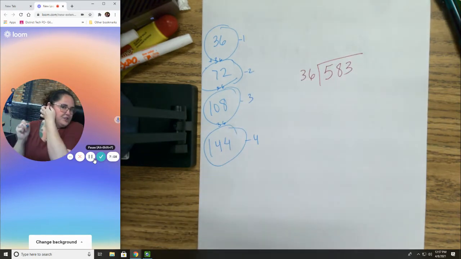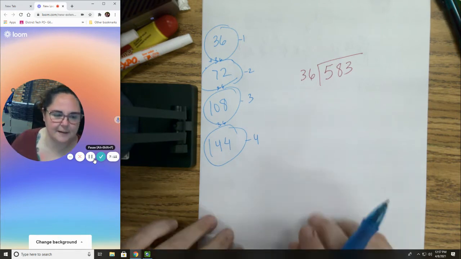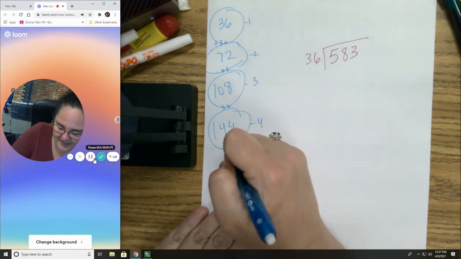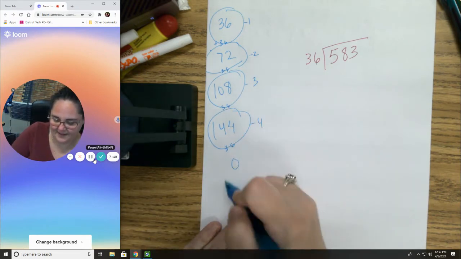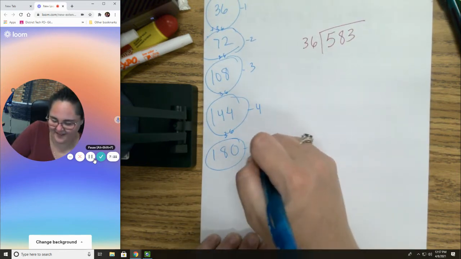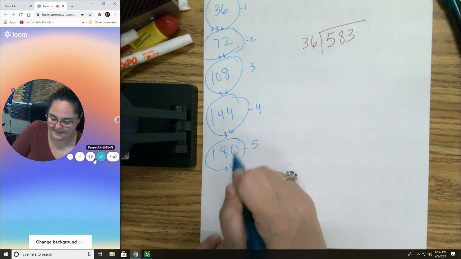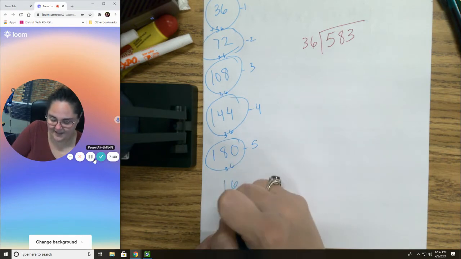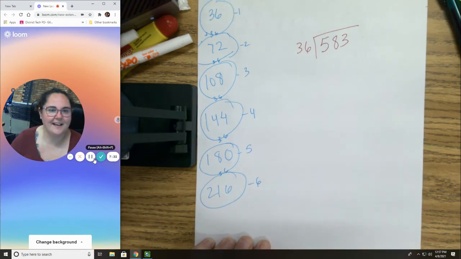And I think that should be about what we need almost. We're almost there. I'm going to do one more. 36 times 5. 180. 36 times 6. 216. All right, here we go.